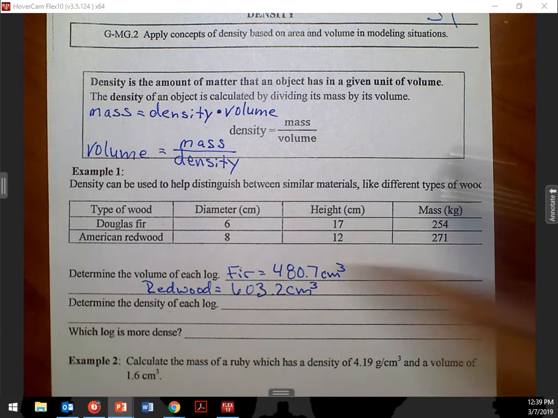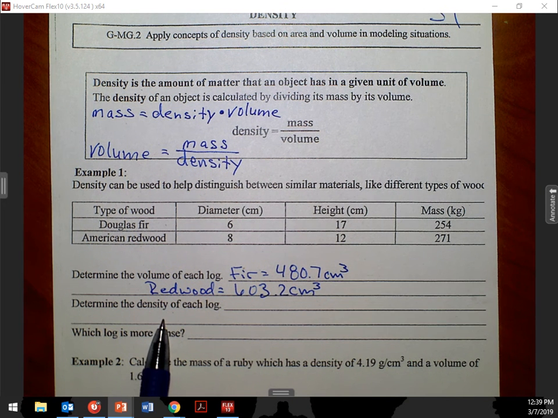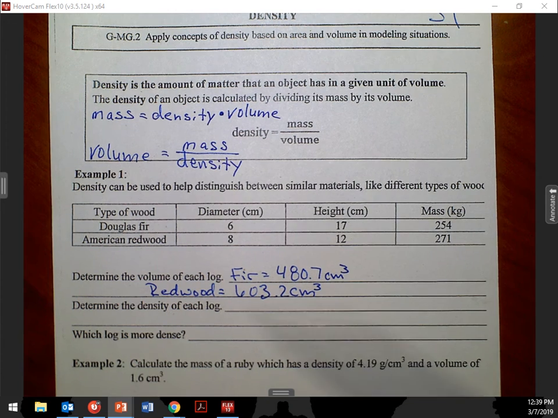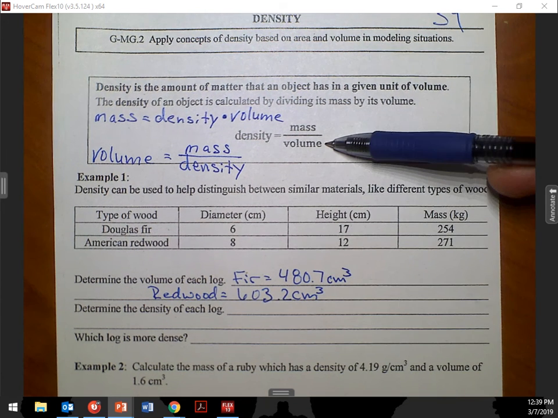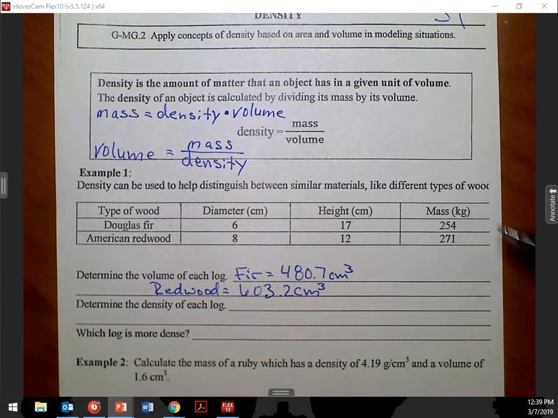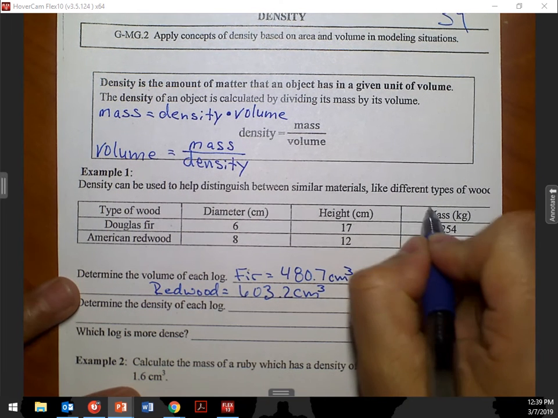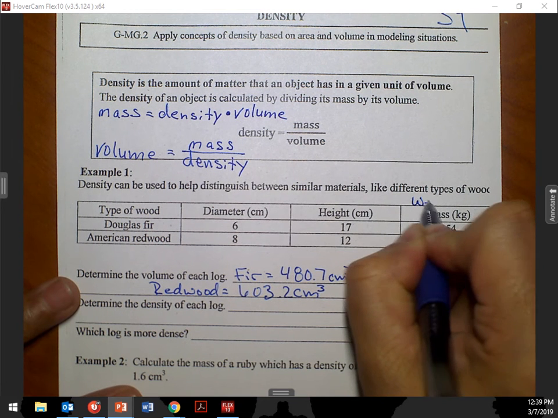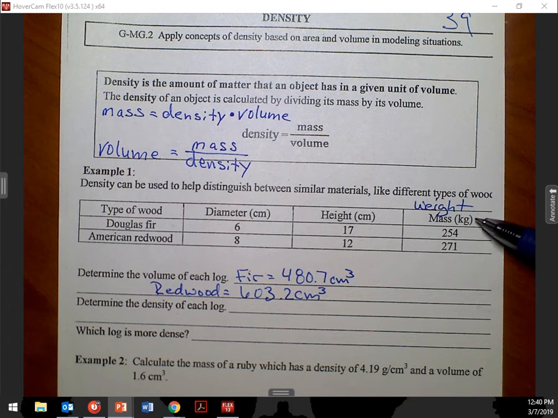Okay, so we got the volume, that's important. Now find the density. Density is mass divided by volume. So what is the mass? What that means is the weight of the item. So I'm going to put right here next to this, weight. So that's the weight, and these are in kilograms right here. So the weight is going to be here.